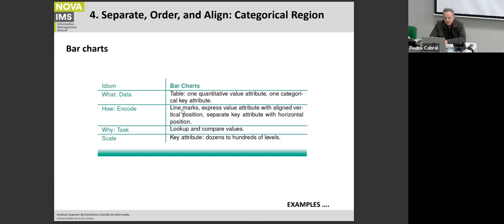So bar charts. Bar charts, they are very effective, as I already mentioned in the previous class. We use line marks. Okay, they express values aligned in the vertical position, and they separate a quantitative attribute using the horizontal position, or vice versa. I can have an inverted bar chart if I want. Okay. So, but it's really important that we understand when we are looking to the data set.